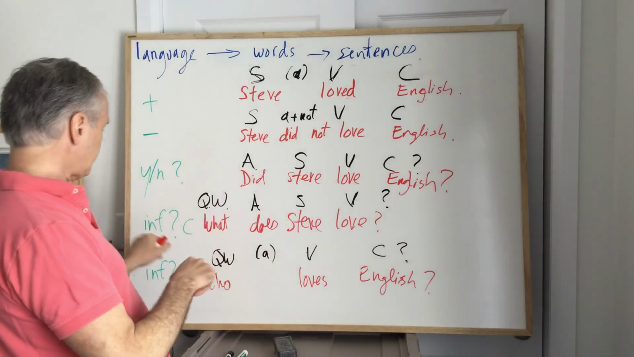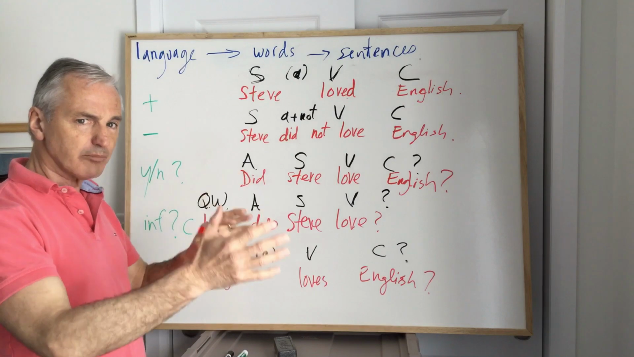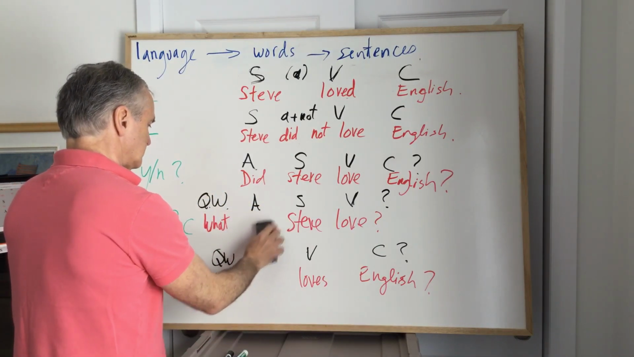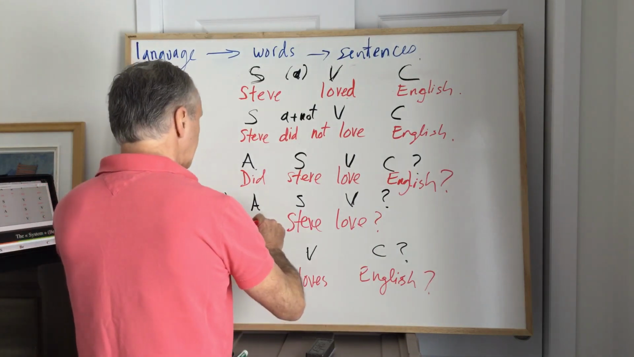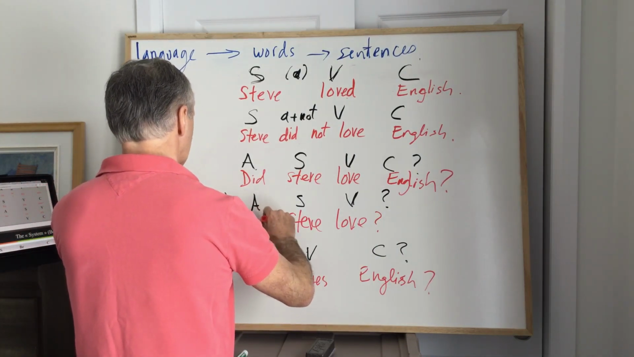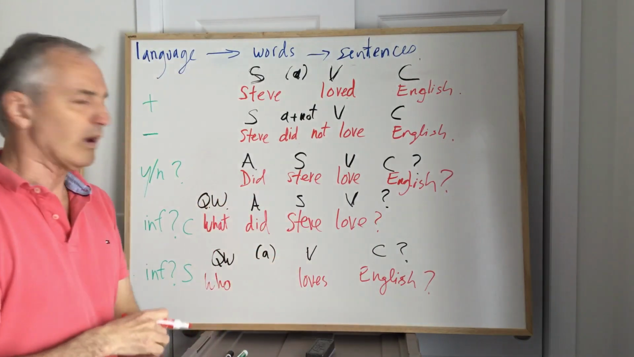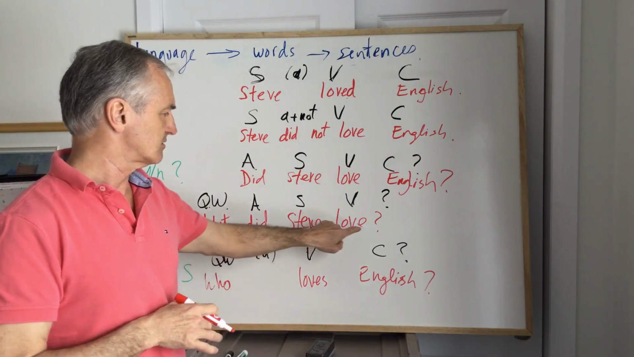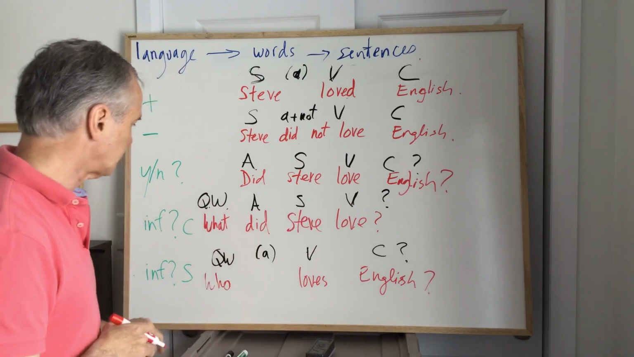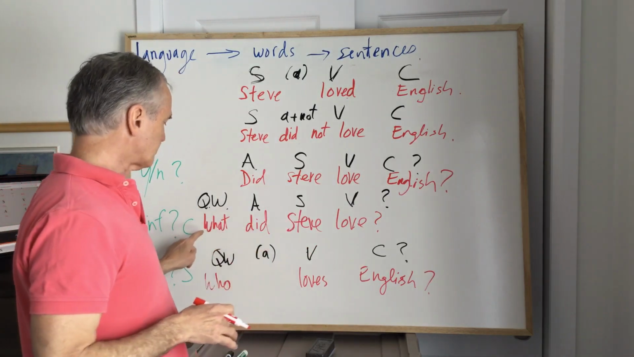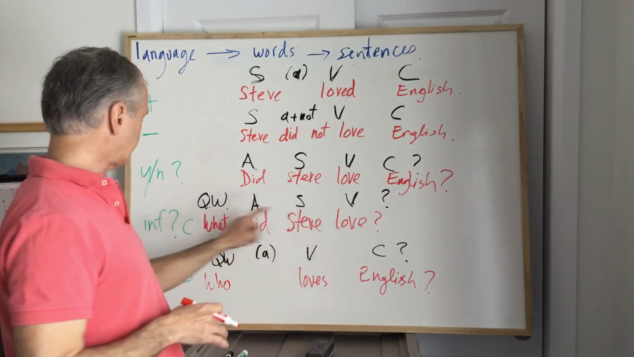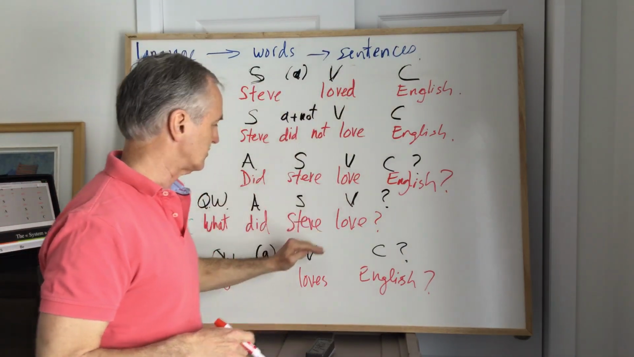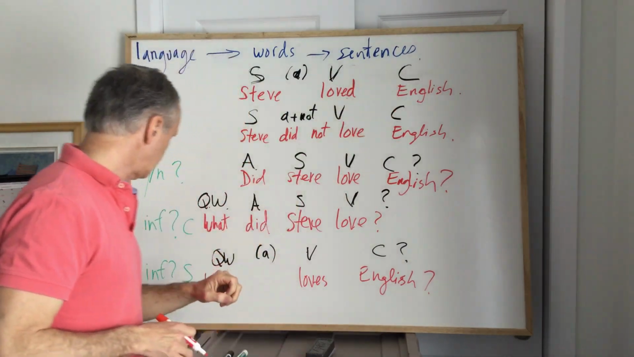Again, next step, information question where the complement is the answer. Just change the auxiliary. That's all you change is the auxiliary. Qu'est-ce que Steve aimait? Qu'est-ce qu'il a aimé? What did Steve love? Just change the auxiliary. Verb, staying the same. So the answer to my question, what did Steve love? The complement is English. Steve loved English. There's the answer is the complement.